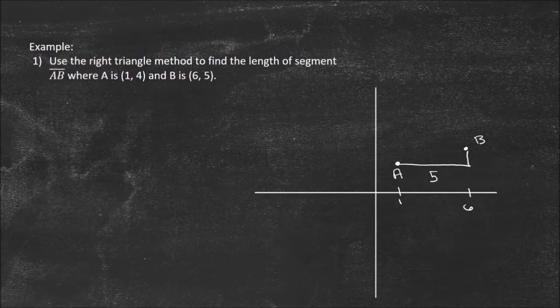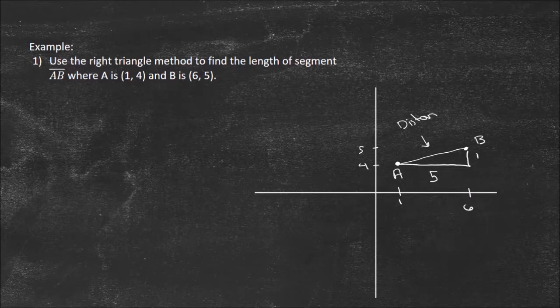And now I'm connecting the y's. So I started at A's coordinate, which is 4, and I went to B's, which is 5. So I went up 1. And now I want to know the distance between A and B. Well, the quickest, the shortest way to get from any point to another is the diagonal. So that would be the distance. So this is what we're looking for. That's the distance.